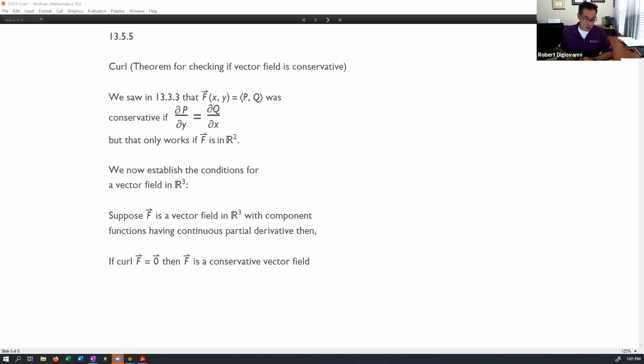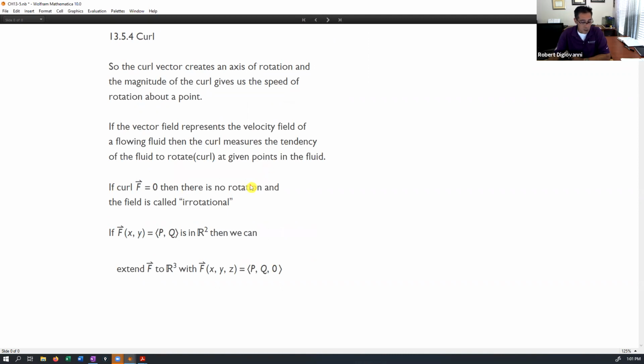Last time we were talking about curl. We talked about how it tells you about the kind of twist that you have of a particle moving through some fluid or something like that. And we finally finished saying that the curl is a way that you can check to see whether or not a vector field is conservative. So if the curl of a vector field is the 0 vector, then we know it's a conservative vector field. Also, any points within your space where your curl calculates to be 0 would mean that you are irrotational at that point.